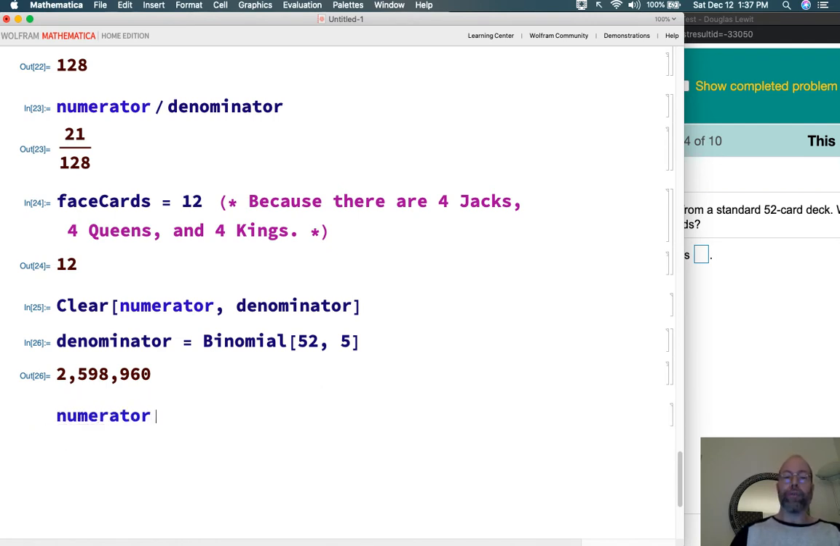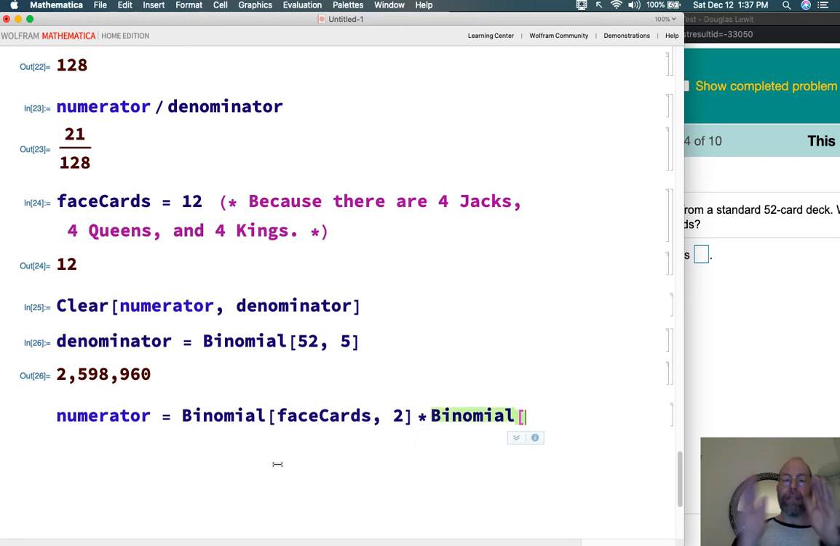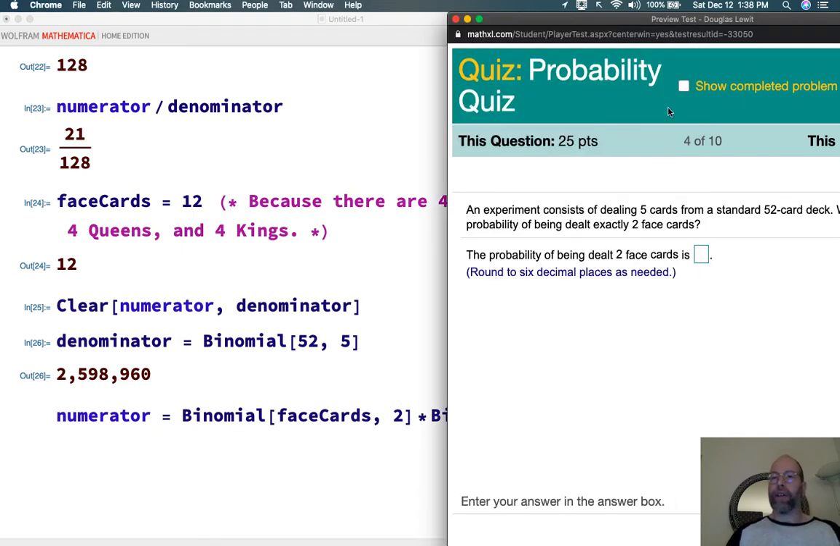So what is my numerator? My numerator is going to be binomial. I have 12 face cards, and I'm being dealt 2 times binomial. Now let me think for a moment about this. If I'm being dealt 2 cards, that means I have 2 cards less in my deck, which means now I have 50 cards, and I'm going to select 3. One moment. So I have 12 face cards. I'm selecting 2 of them. Oh, one second here, but there's something I'm missing.